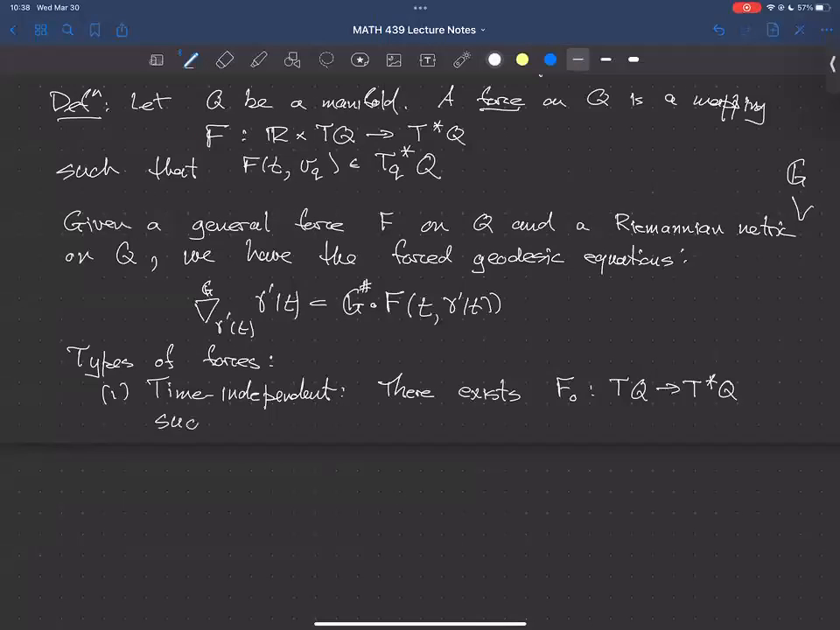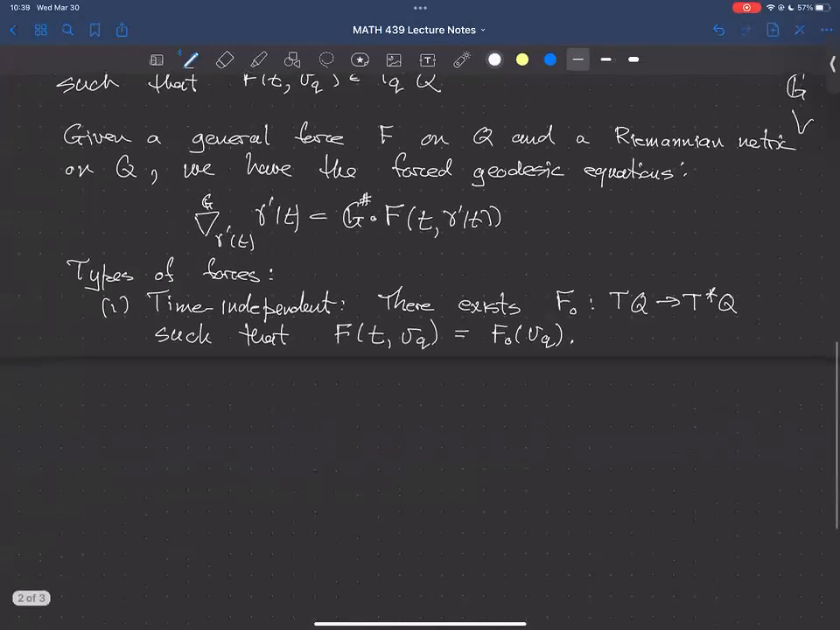such that F of T, VQ equals F0 of VQ. Right, so that's just sort of elaborately saying that F doesn't depend on time. What's called a basic force. Okay, all right, so I'll give you the definition. A basic force is a time independent force that also doesn't depend on velocity.